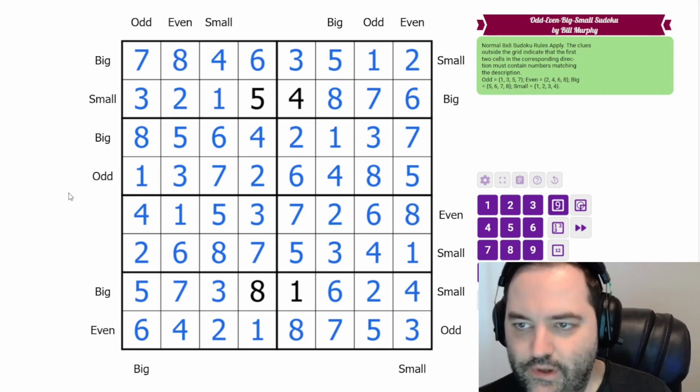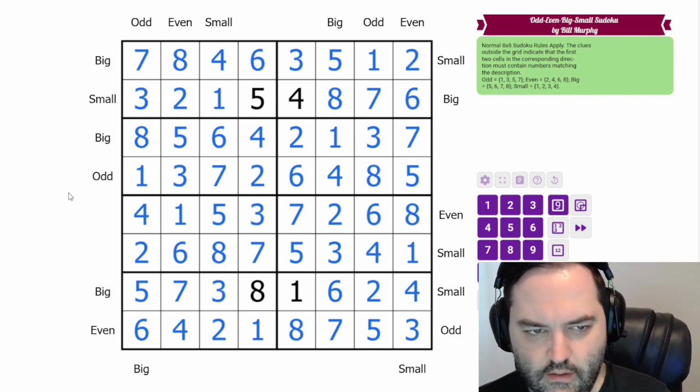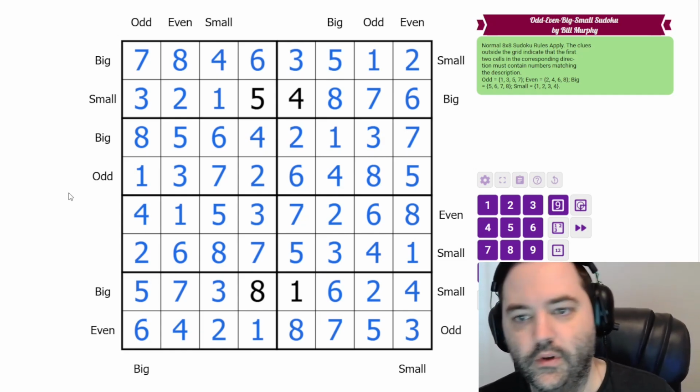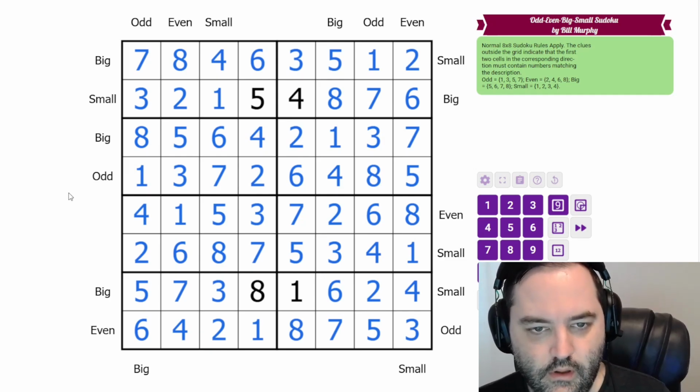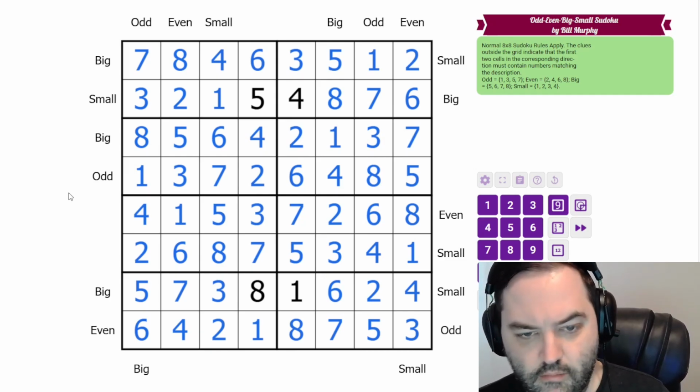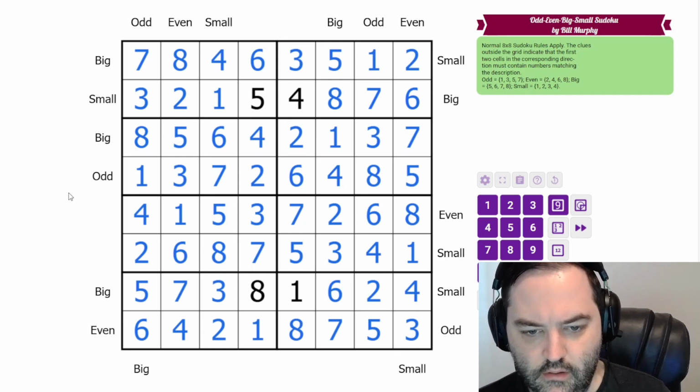So we don't do a lot of 8x8, and it's been quite a while since we did this variant specifically. It's really neat, the way the divisions interact. So I hope you enjoyed that.